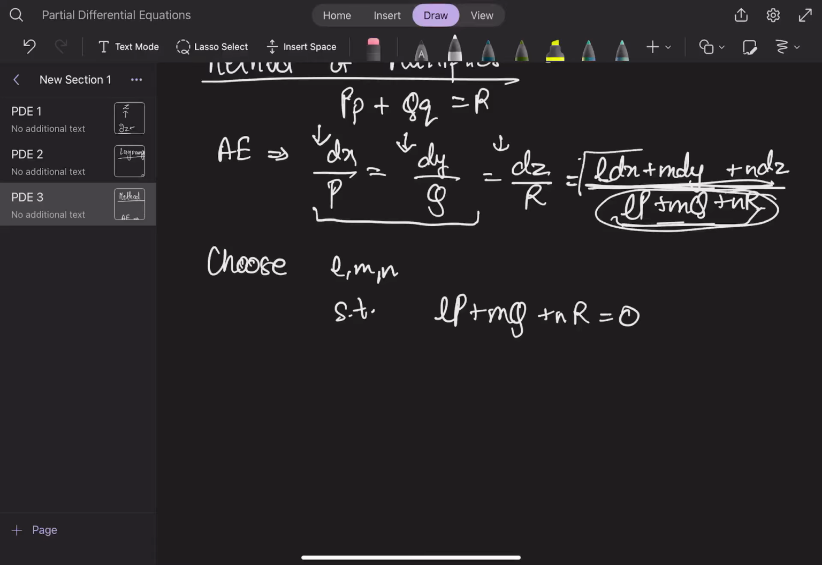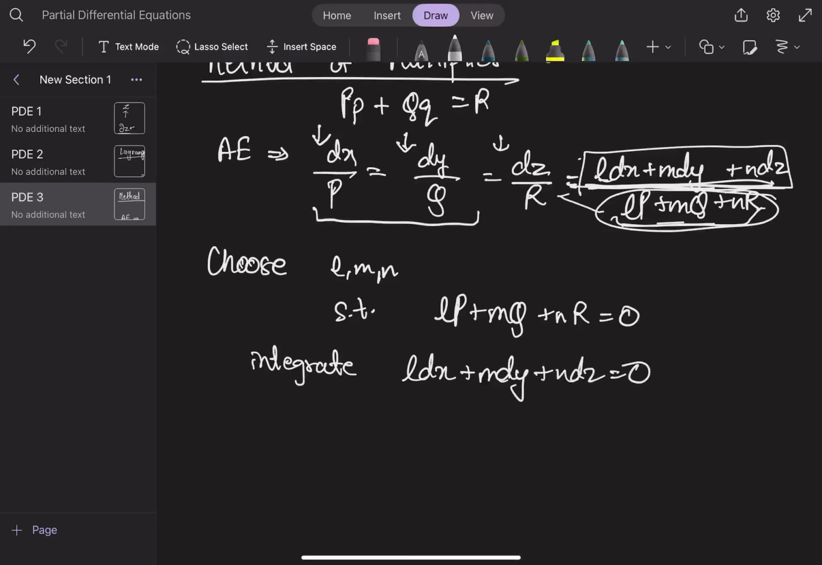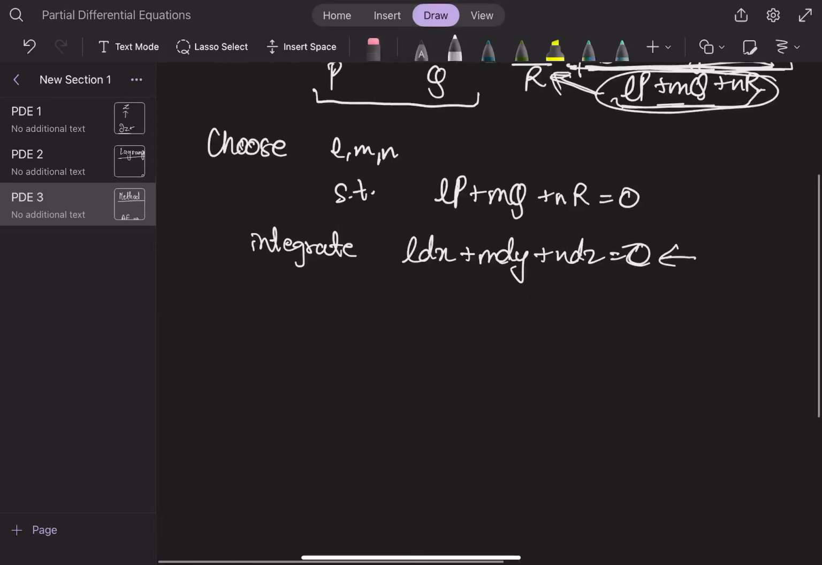Then we will take this numerator, l dx plus m dy plus n dz is equal to 0, because this 0 will go over there. So it will give us this equation and then we will integrate it to get our answer. Generally, you need to find two solutions. So we will take one l, m, n and then we will repeat the process with one more l1, m1, n1.